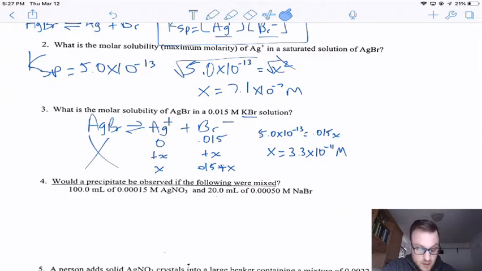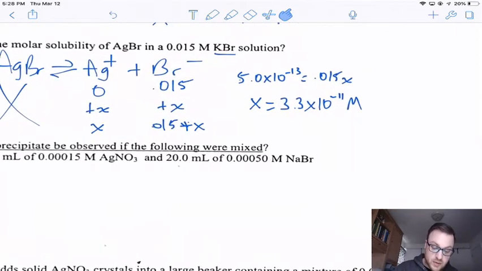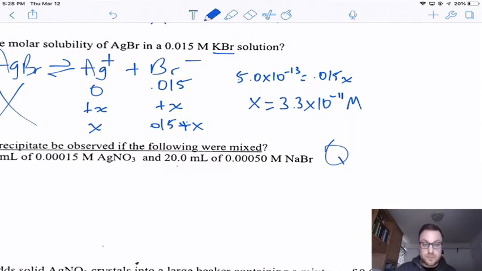All right, next. Would a precipitate be observed if the following were mixed? 100 milliliters of 1.5 times 10 to the negative fourth molarity silver nitrate and 20 milliliters of a 5 times 10 to the negative fourth molarity NaBr. So, what this is asking you to do is to calculate Q.